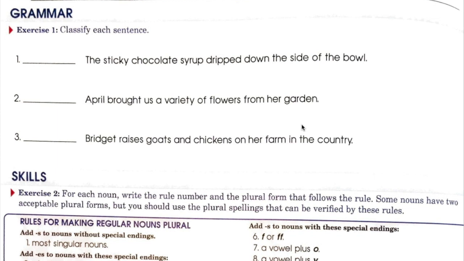Sentence 1, the sticky chocolate syrup dripped down the side of the bowl. What dripped down the side of the bowl? Syrup. Syrup is the subject noun. What is this saying about syrup? What did it do? It dripped. Verb.